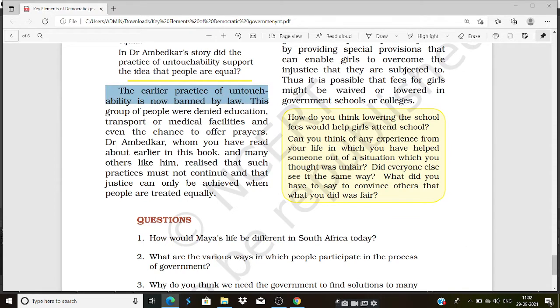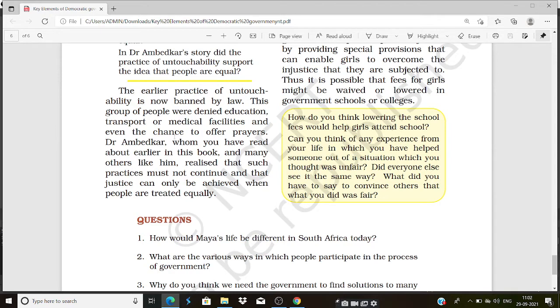In this, we are going to understand how untouchability was practiced in our country earlier. Earlier there was the practice of untouchability. That means those who belonged to the lower caste, or the Dalit community, were not touched, and it was considered that their touch is polluting. They were not only avoided in touch, but other facilities like education, transportation, and medical facilities were all not available for them.